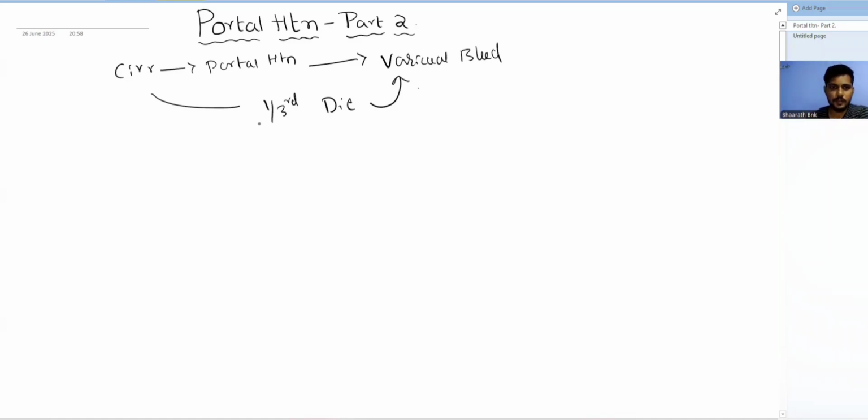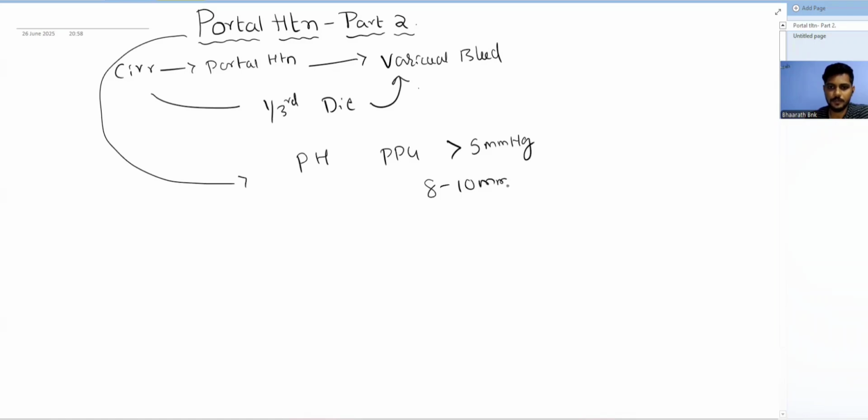As I told you yesterday, to label it as portal hypertension, the portal pressure gradient has to be more than 5 millimeters of mercury. The moment it is more than 5, it is said to be portal hypertension. But for the varices to develop, it has to be anywhere in the range of 8 to 10 mmHg, right?